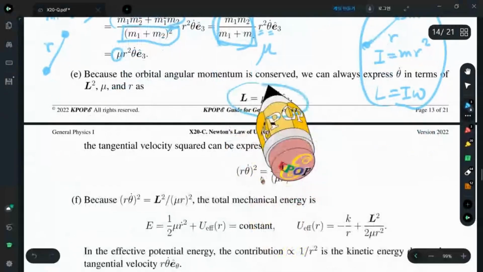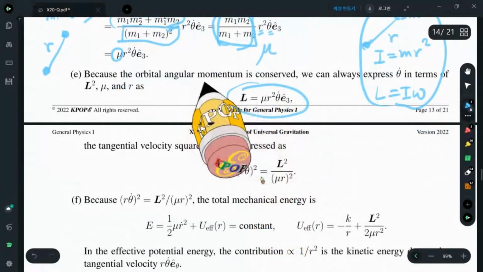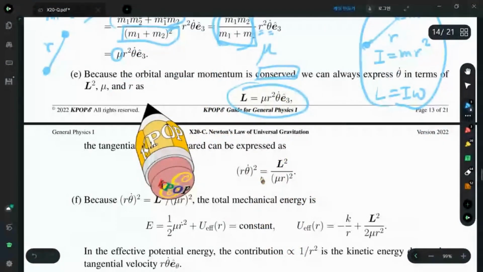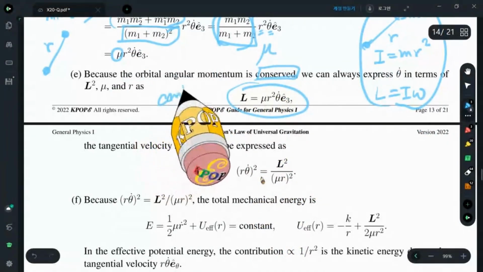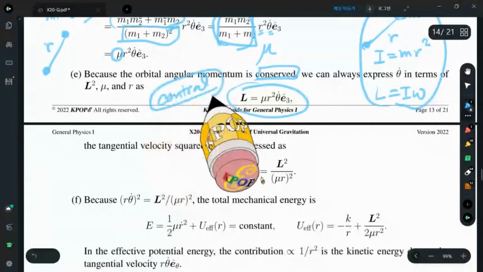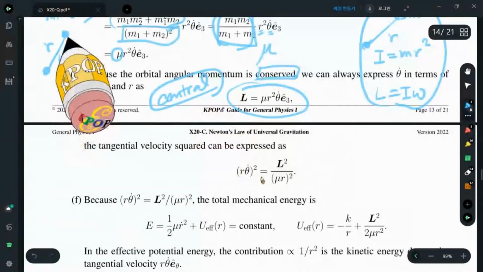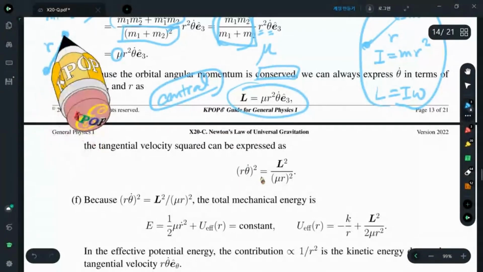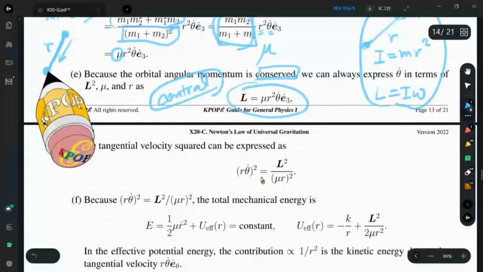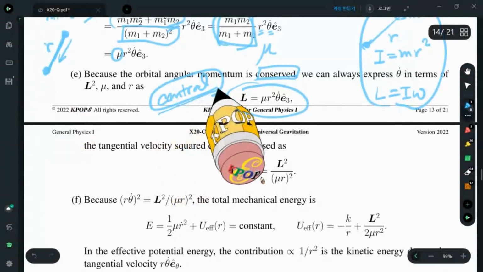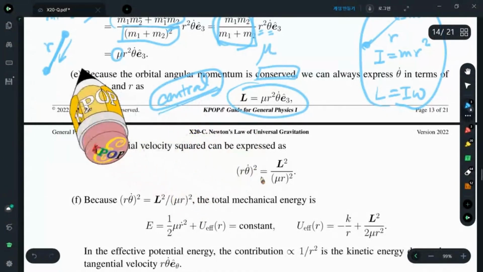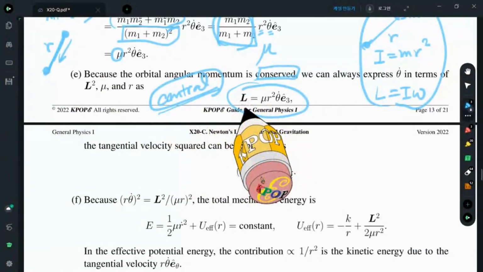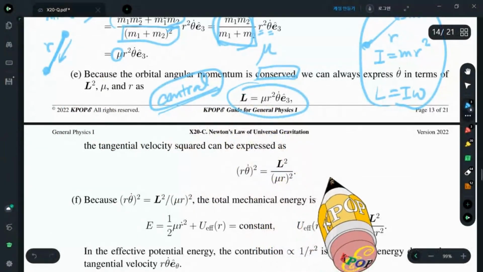So this orbital angular momentum is conserved. The reason is that the gravitational force is a central force. Central force means the force is along the direction parallel to the relative displacement of the two particles. As long as the force is central, the angular momentum is preserved. That is a constant of motion.